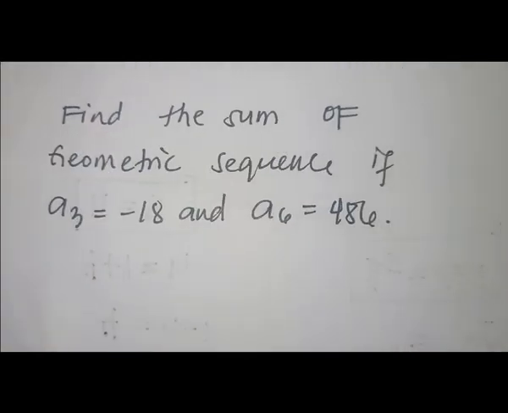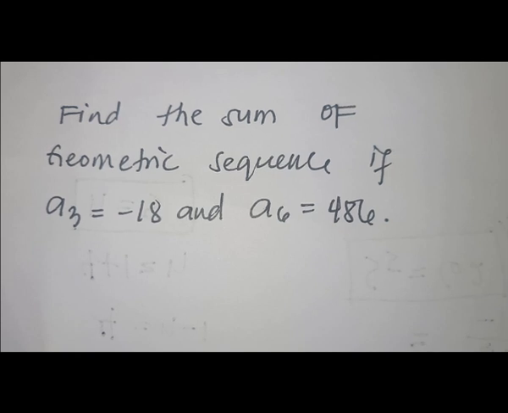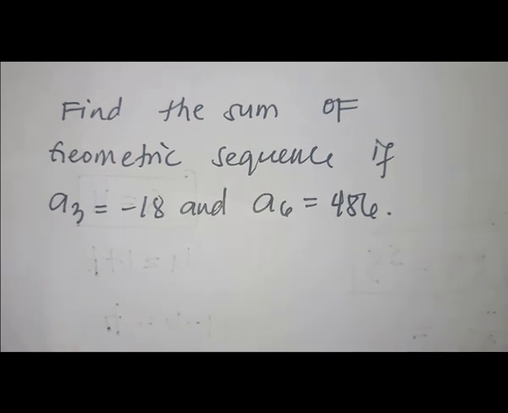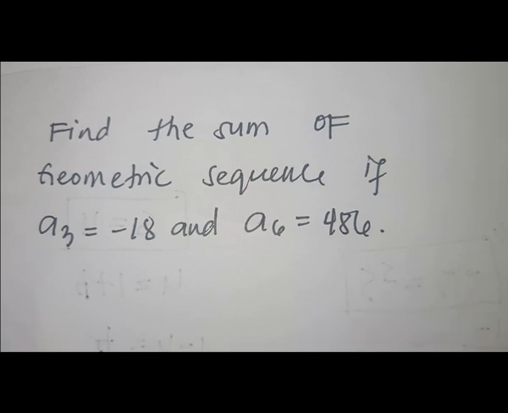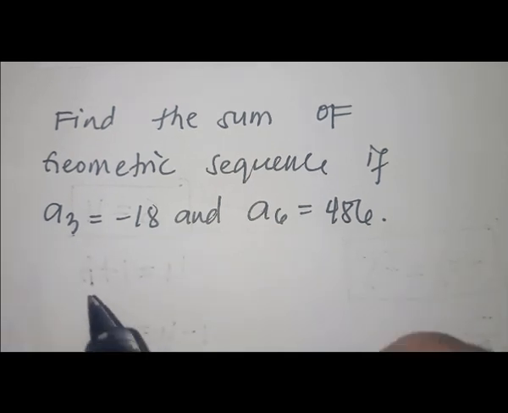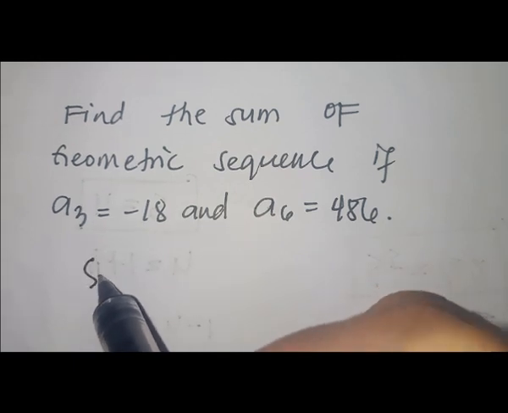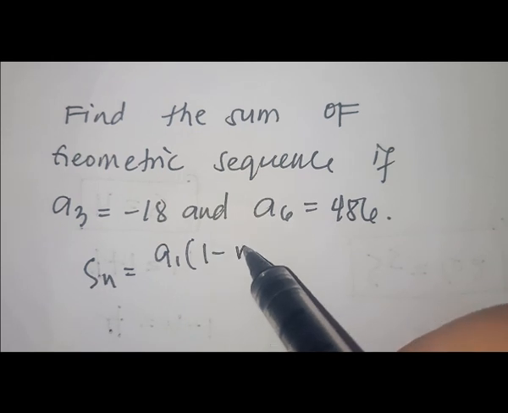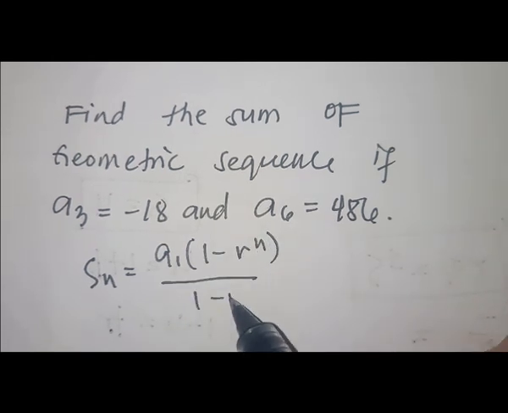Okay, so paano naman kaya kung ganitong klase ng problem ang ma-encounter ninyo sa geometric series? Find the sum of geometric sequence if a sub 3 is equal to negative 18 and a sub 6 is equal to 486. Okay. So, kung mapapansin natin, kahit kabisado natin yung formula ng geometric series, 1 minus r raised to n over 1 minus r.